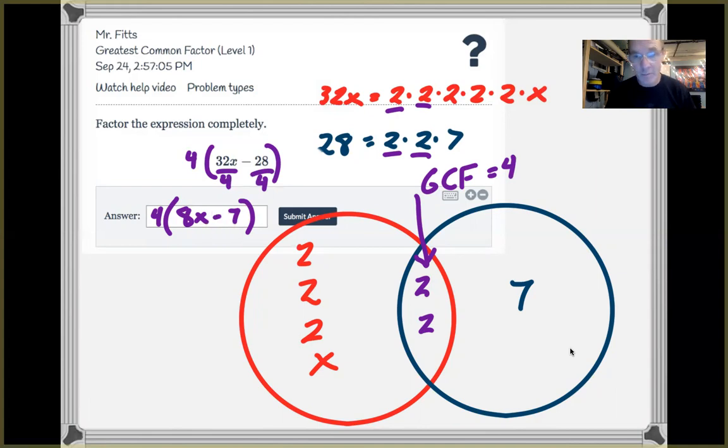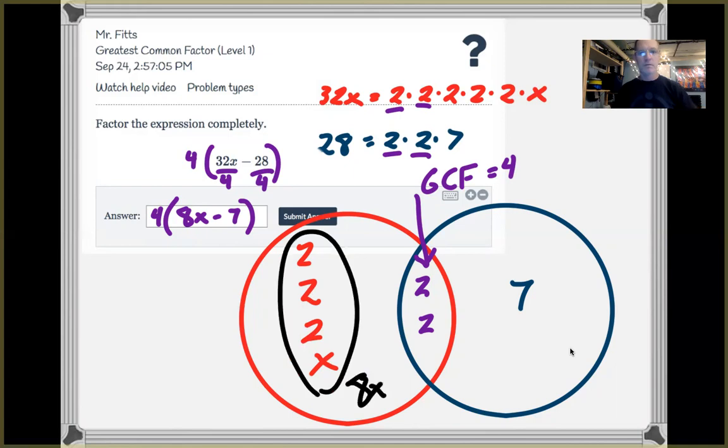Here's why the Venn diagram is also so great. Look at these numbers here on the left. What is 2 times 2 times 2 times x? 8x. There's my 8x. There's my 7. There's my 4. 4 times 8x minus 7. So I really like this approach.